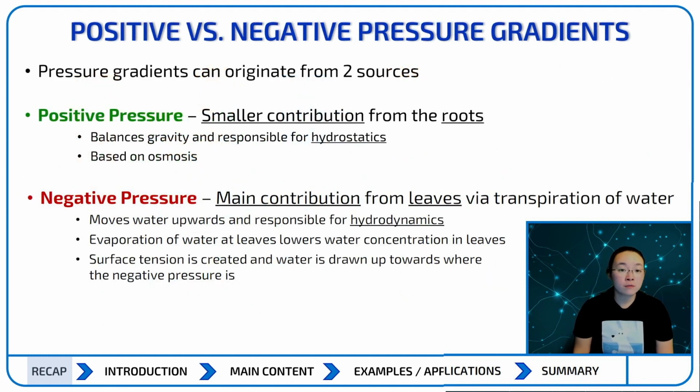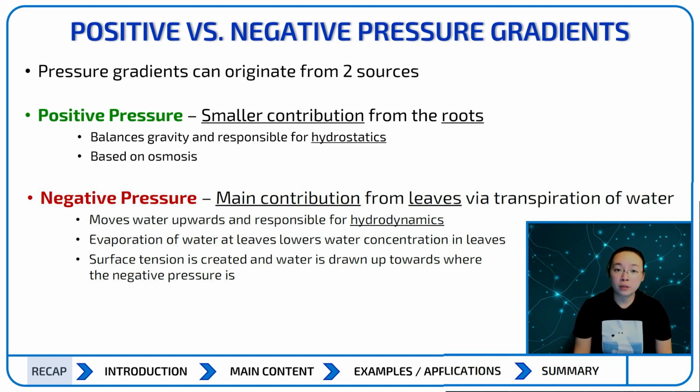Now, with positive versus negative pressure gradients, we know that pressure gradients cause fluid flow in plants. For the xylem, it's going to go up, and for the phloem, it's going to go in two different directions. We define positive pressure as a smaller contribution from the roots, primarily driven by osmosis, and it helps balance gravity and is responsible for hydrostatics. There's usually a steady speed of flow for this.